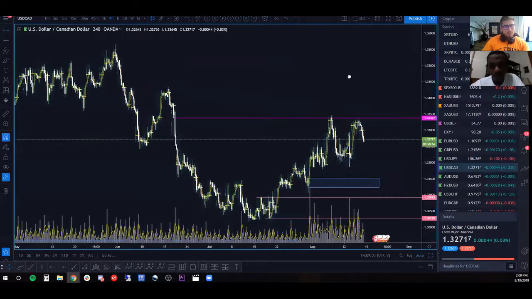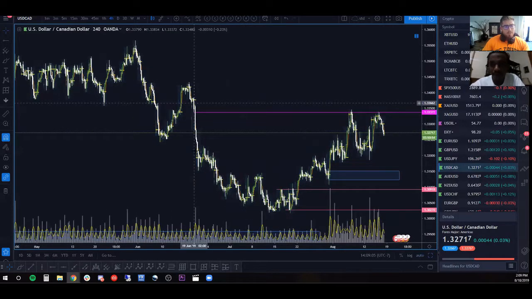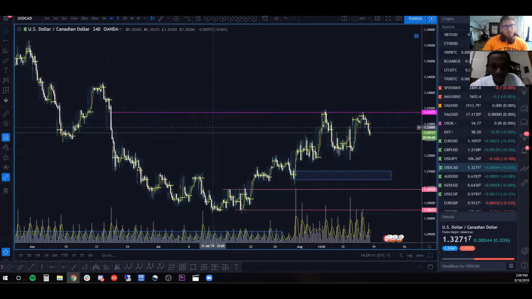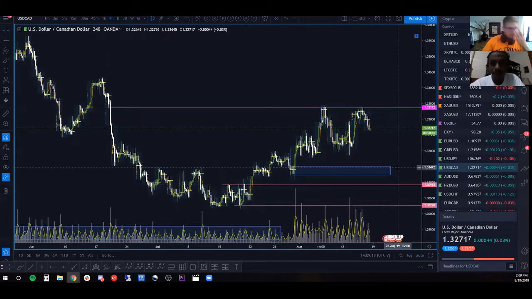USD CAD, can't wait for this one. A massive fair value gap here that was finally filled as we were predicting. Double top on it, so there's a reason to be bearish here, and we'd like to see this blue box. Simple as that. USD CAD is just bearish, fully bearish.